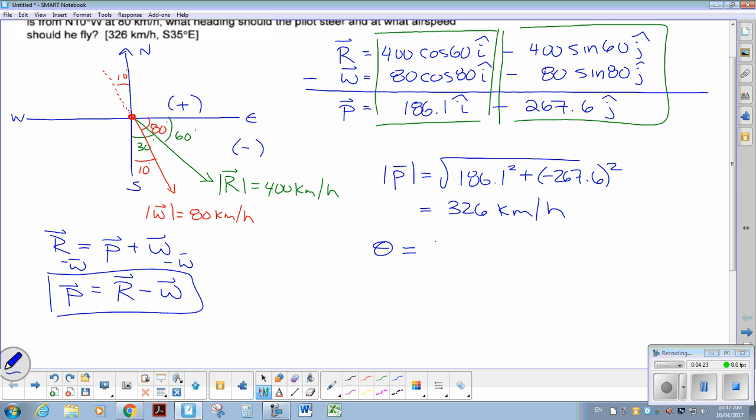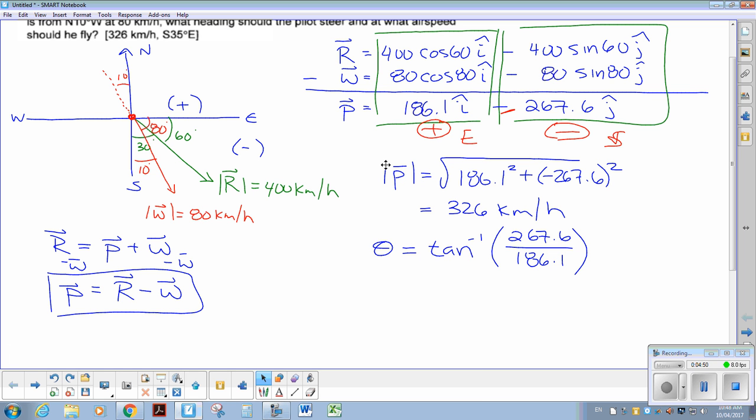To find your direction, when you're using the algebraic method, it's always your y component over your x component. And I don't need to put the negative sign in for the 267 because I already know the direction. I know that I'm on the positive x-axis, and because of that negative, it's the negative y, so that means I'm going to be heading east and south for my final answer. So punching this into the calculator, tan inverse of 267.6 divided by 186.1, I get 55 degrees.